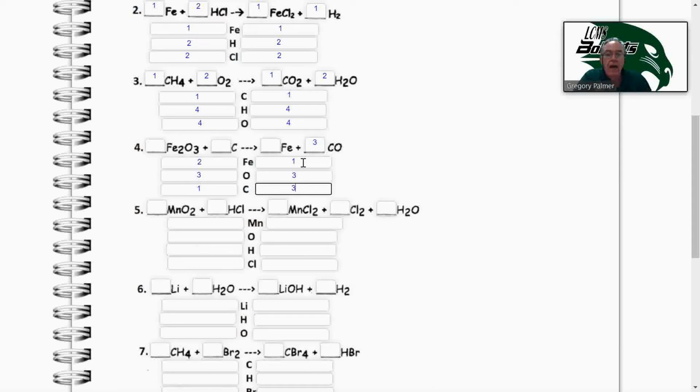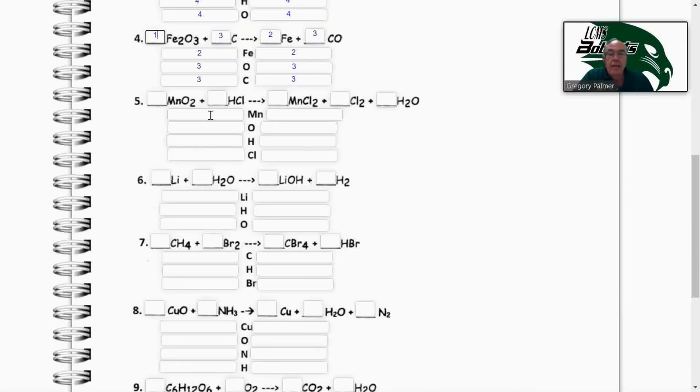And then I see I don't have enough iron over here, so I'm going to make this a 2, and this a 2. And then I see I don't have enough carbon over here, so I'm going to make this a 3. When I do that, that makes this a 3. And then I'm going to put a 1 here. That looks like it's in balance now.